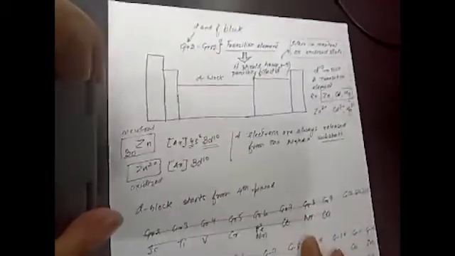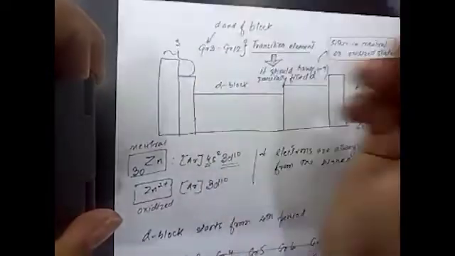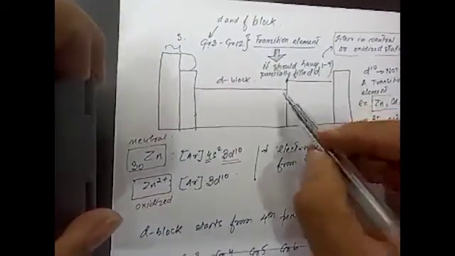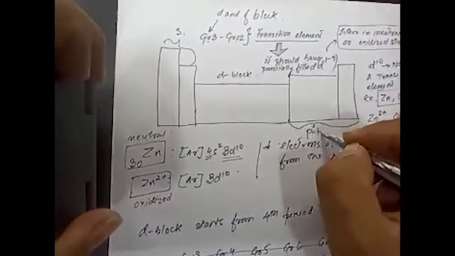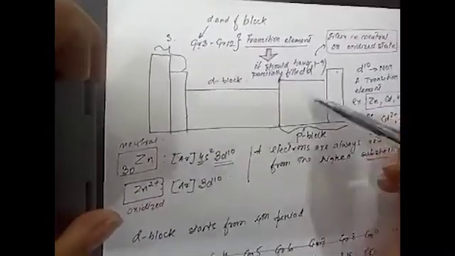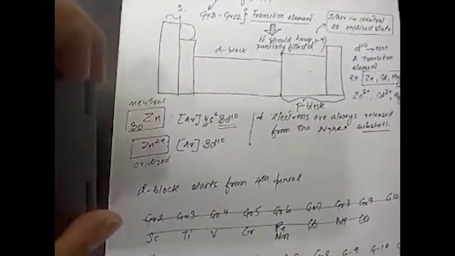Why they are called transition elements? Because these two are actually S block, and from 13 to 18 is the P block. Here to P block. So D block is exactly between the S block and the P block. Okay? So that is the reason it is known as transition elements.